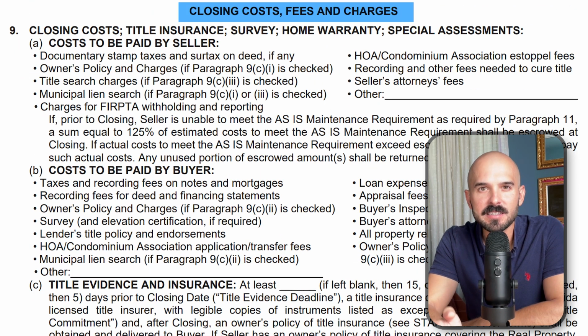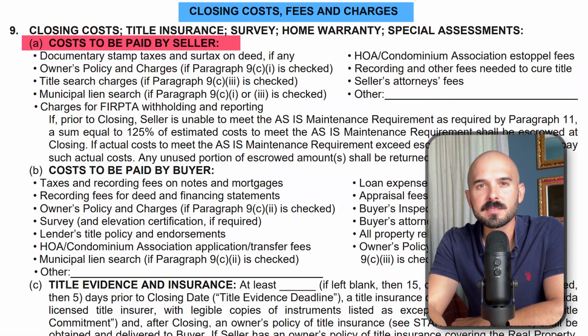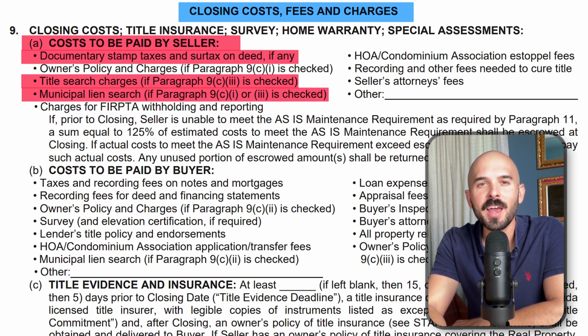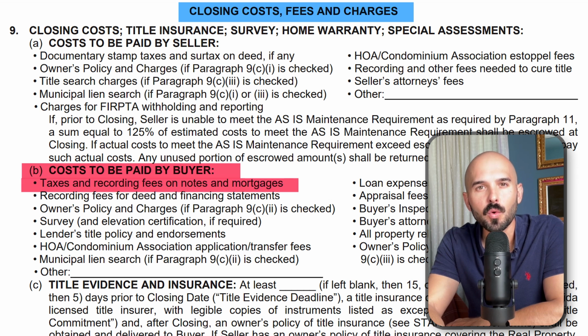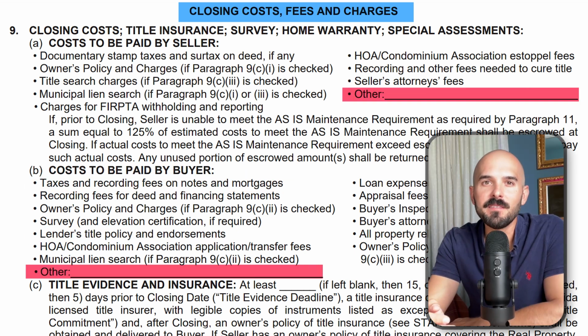This section specifies which closing costs, fees, and charges will be paid by the seller and the buyer. For the seller, typical costs include documentary stamp tax, title search charges, municipal lien search, and the seller's attorney fees. The buyer typically pays for taxes and recording fees on notes and mortgages, lender's title policy, and all property-related insurance. There are blank lines available under both the buyer and seller's expected cost sections to list other anticipated costs. Understanding this division helps both parties avoid surprises at closing.